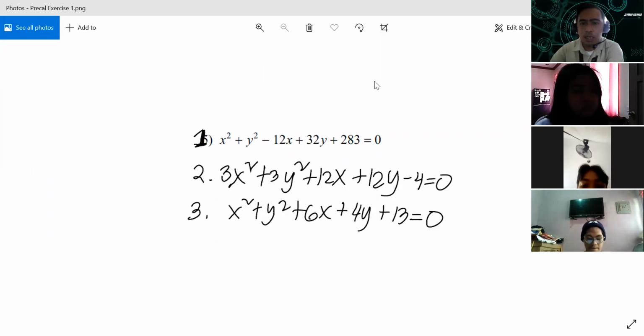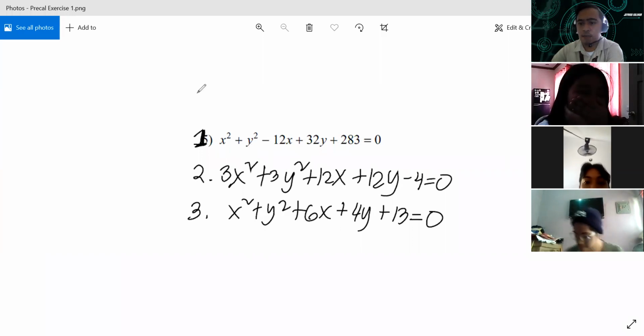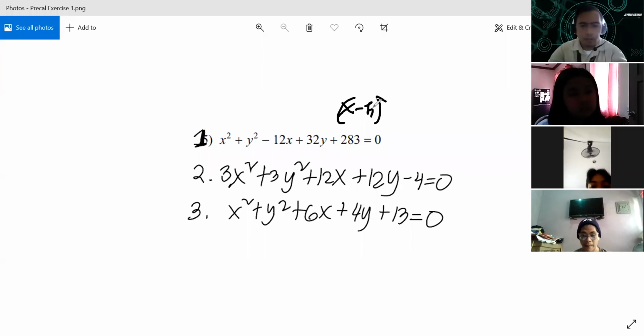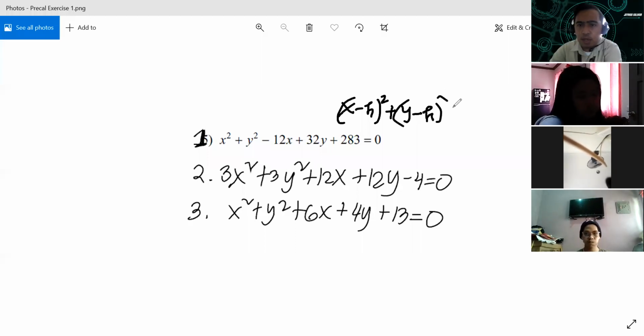So here the given is x squared plus y squared minus 12x plus 32y plus 283 equal to 0. So what we're gonna do here is, since the standard form is (x minus h) quantity squared plus (y minus k) quantity squared is equal to r squared.